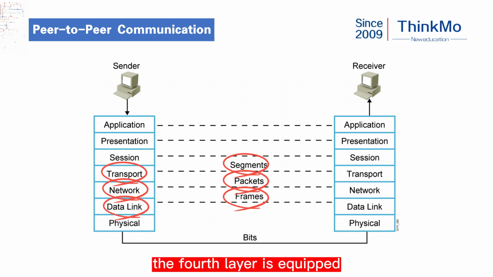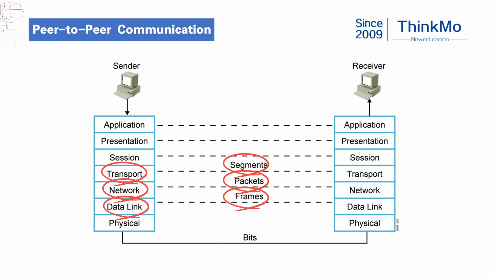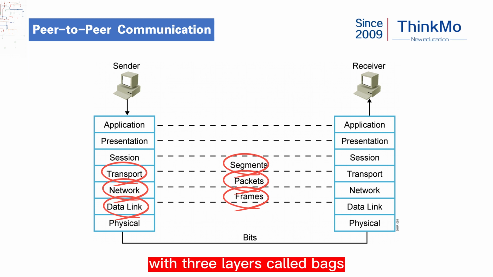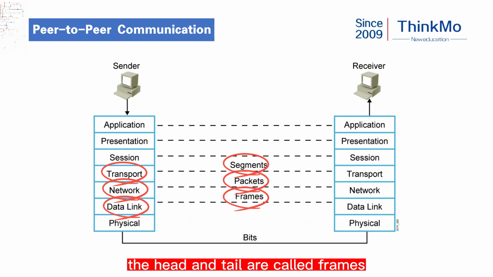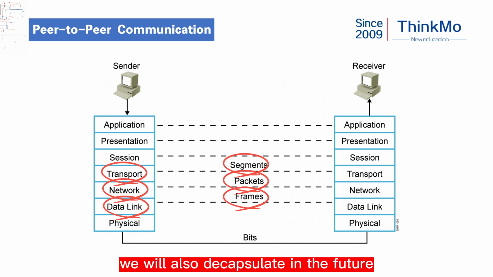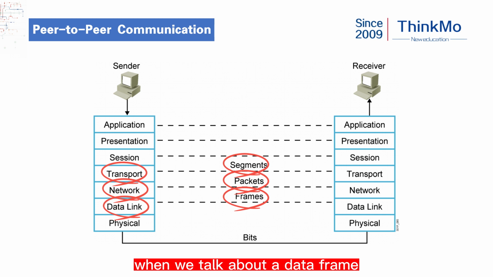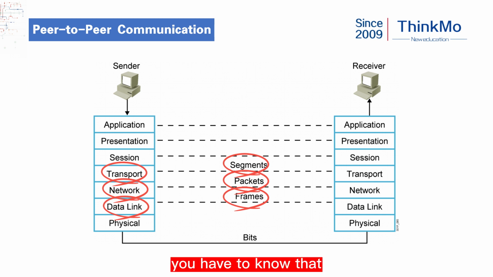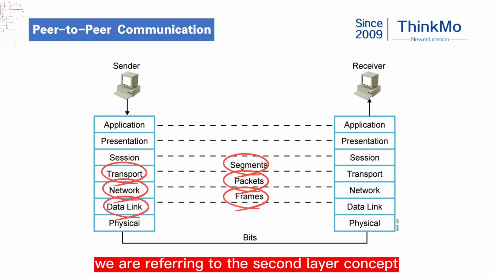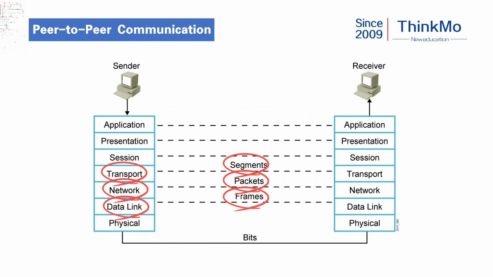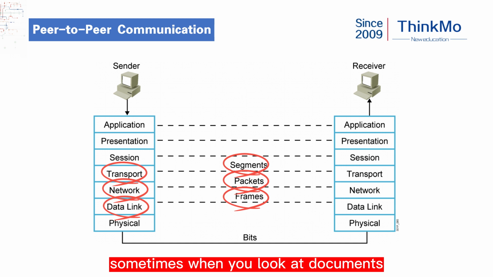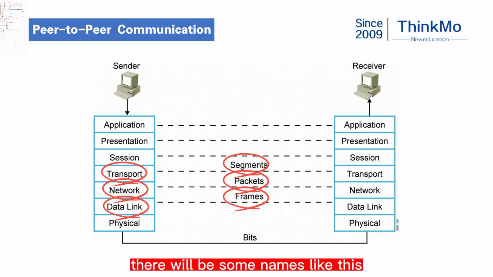The 4th layer is equipped with a layer 4 header, called a segment. Layer 3 is loaded with a layer 3 header, called a packet. The 2nd layer is called the frame. When the 2nd layer is installed, the head and tail are called a frame. We will also decapsulate in the future. When we talk about a data frame, you have to know that we are referring to the layer 2 concept. When it comes to the packet, it's layer 3. Speaking of segments, it's layer 4. Sometimes when you look at documents, there will be names like this.